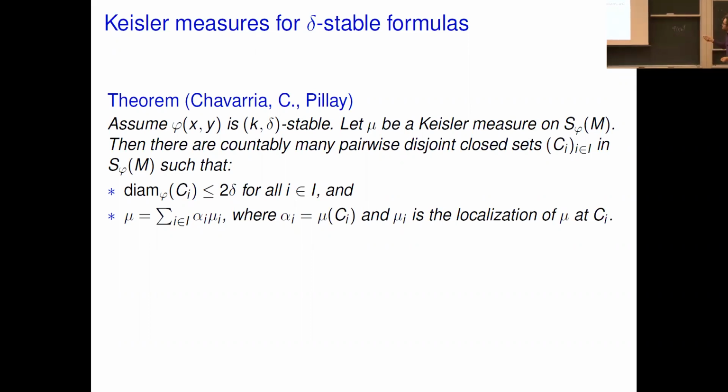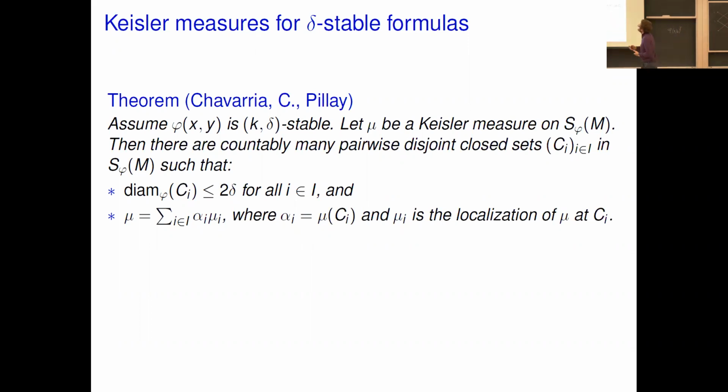And so this is what it says. Assume that I have this formula, phi(x,y), in my continuous structure, which is just k delta stable for a fixed k and delta. And now let's suppose mu is a Keisler measure on the type space, by which I mean a Borel probability measure on S_phi(M), but it comes from a functional, but that doesn't appear explicitly in this statement. So let mu be a Keisler measure on this type space. Then, instead of writing it as a sum of types, I can write it as a sum of localizations on closed sets of very, very small diameter in that metric.